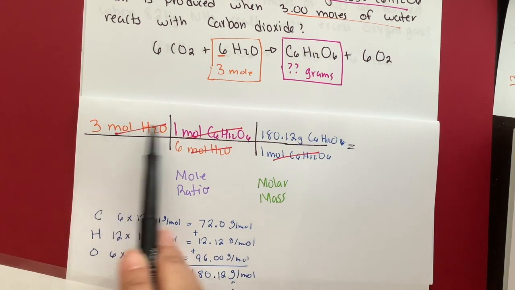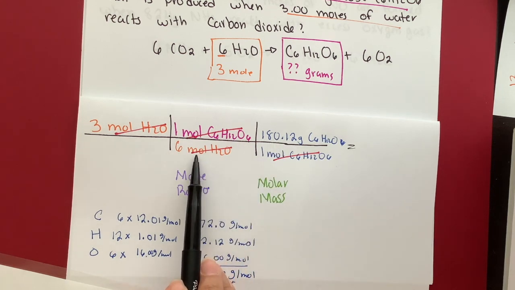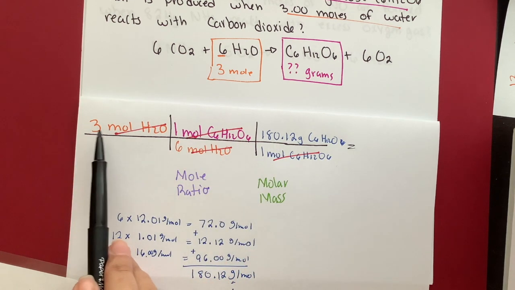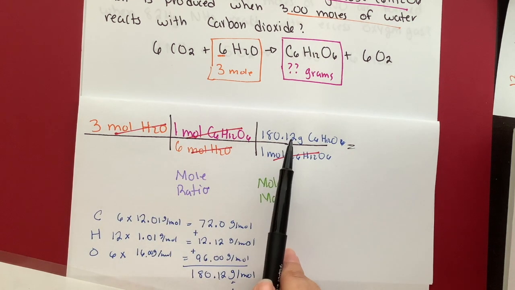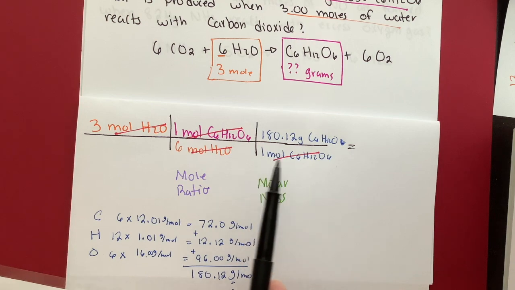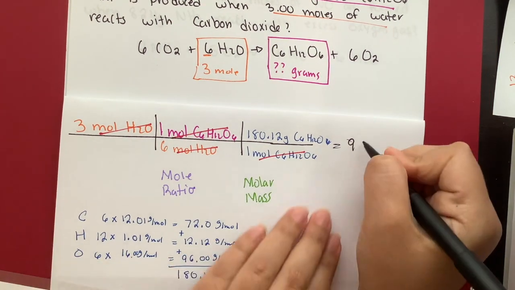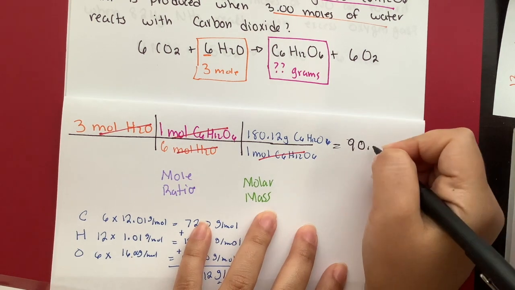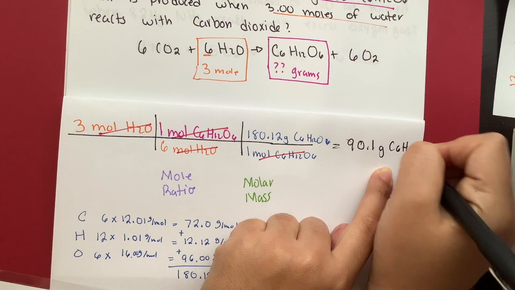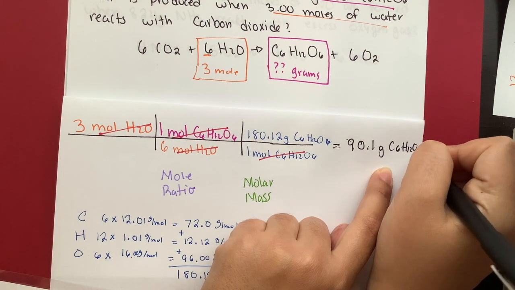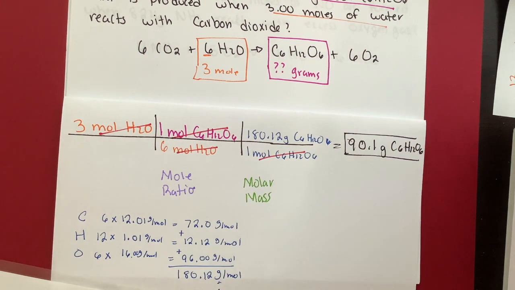Everything that's on top, I'm going to multiply. Anything in the bottom, I'm going to divide. So I'm going to do 3 divided by 6 times 180, all in one step in my calculator. And that's going to give me 90.1 grams of C6H12O6. And that is my final answer.